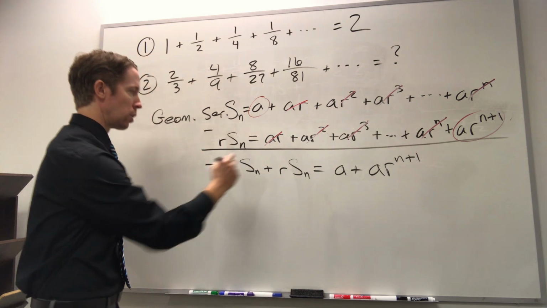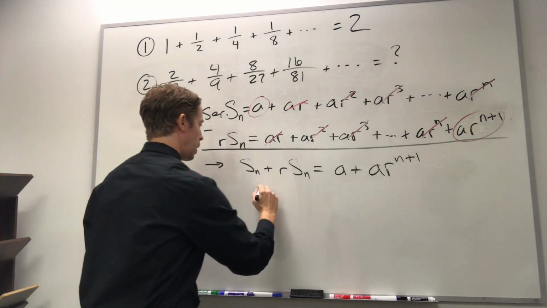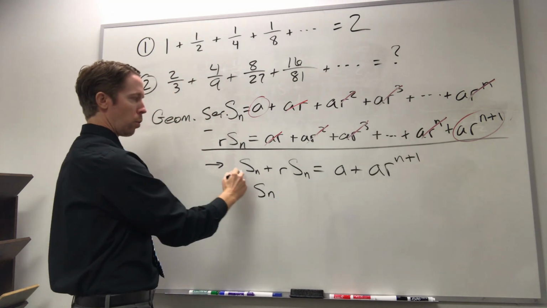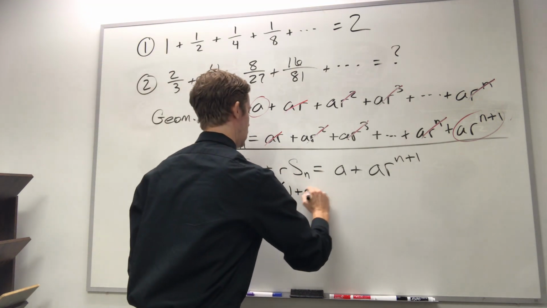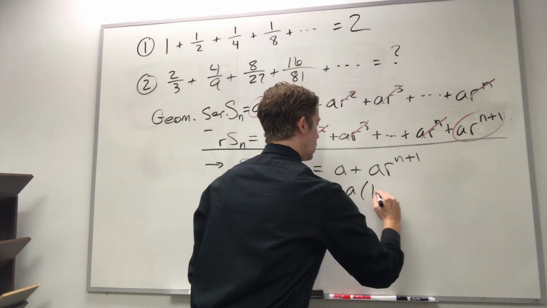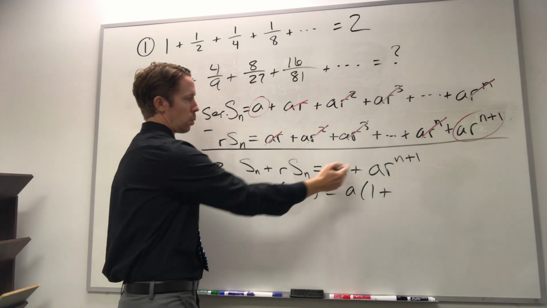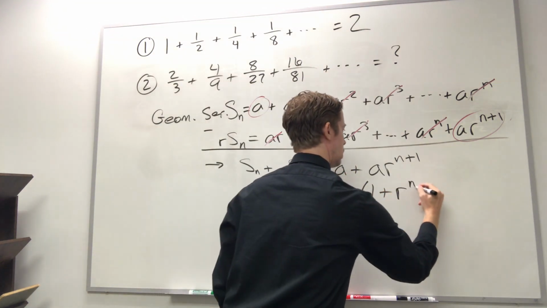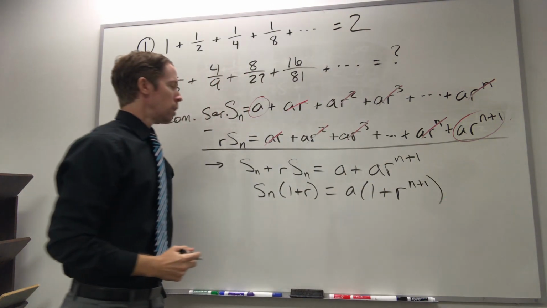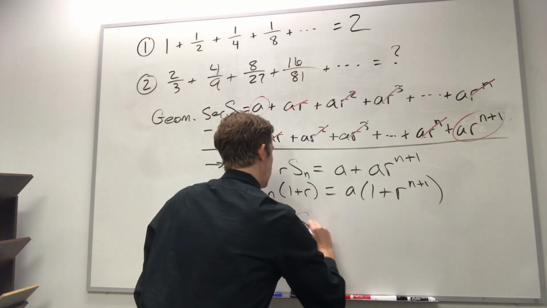Alright, so I'm solving for Sn, I'm going to factor out Sn from the left side. That leaves me with a 1 minus r. And then I'll factor out an a from the right side just to analyze this a little more nicely. So what I have left over is 1 minus r to the n plus 1. Now I'm solving for Sn, so I divide both sides by 1 minus r.